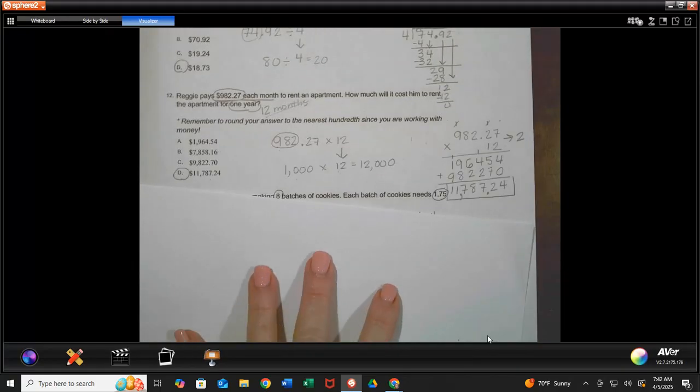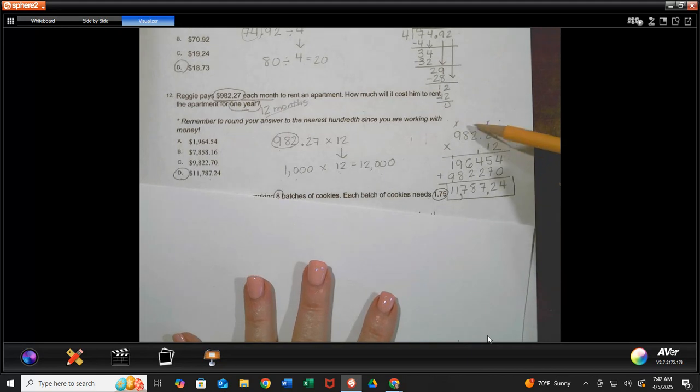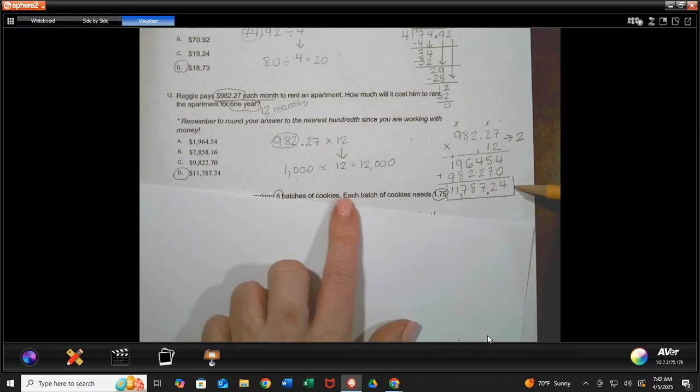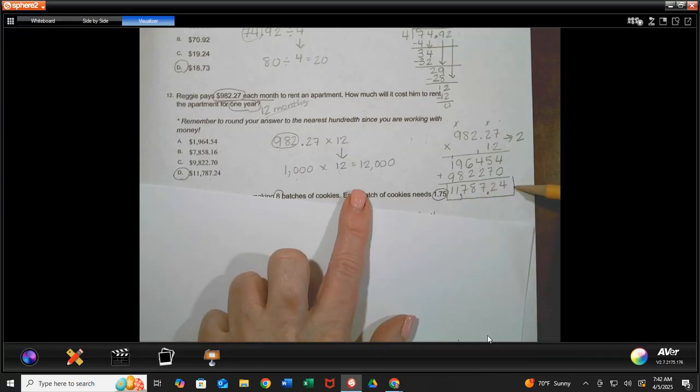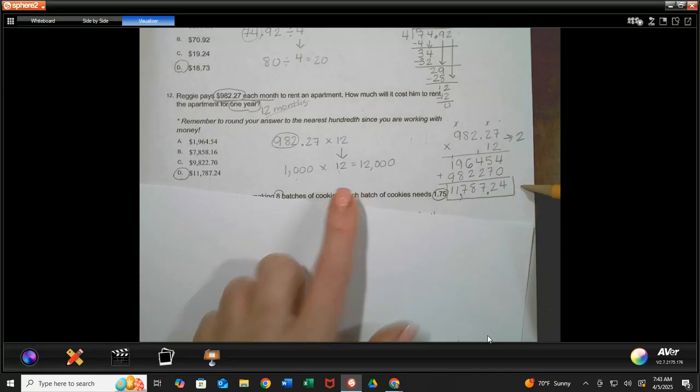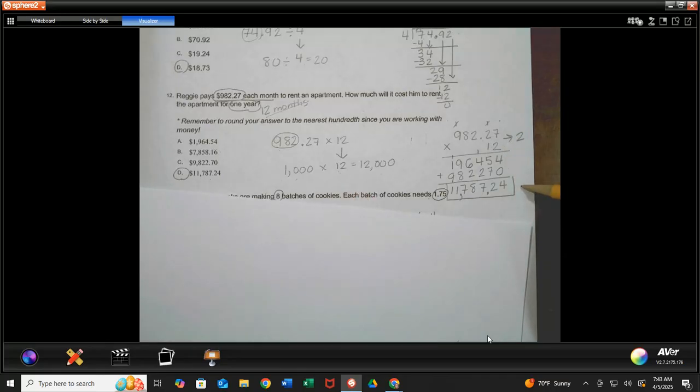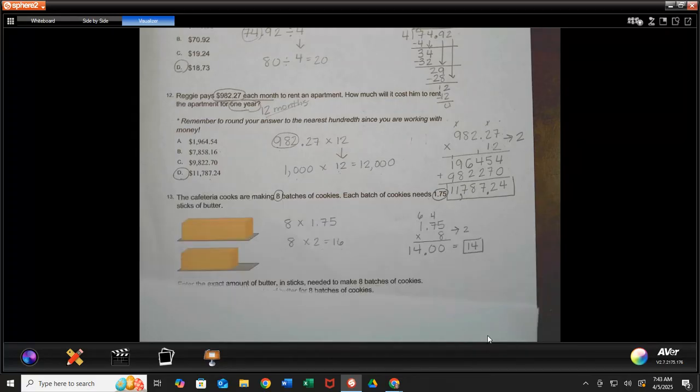When I go over here, I multiply 98227 times 12. I get 1178724. I either use my estimate to put my decimal in, or I count the number of decimal digits behind the decimal point in my one factor, and I should have 2 decimal digits in my product. That would be $11,787.24, answer D. All right, let's go to number 13.